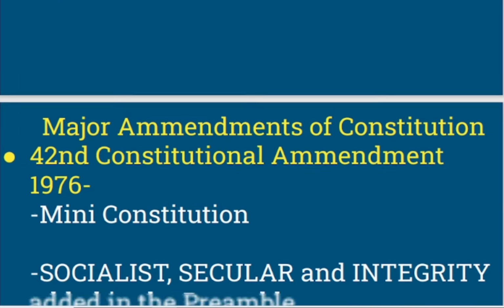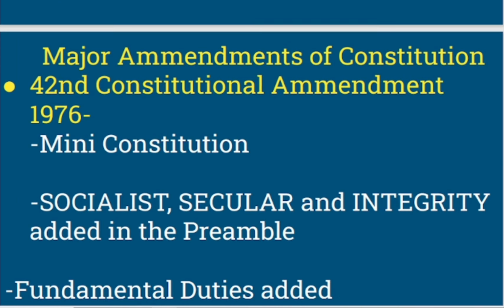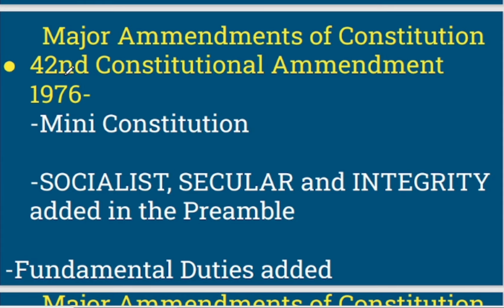Now let's discuss the 42nd Constitutional Amendment Act of 1976. This act is a very important Constitutional Amendment Act. It is important to the extent that this act came to be known as the mini constitution. So you can imagine the kind of changes made through this act. Because of the huge changes, this act came to be known as the mini constitution also.